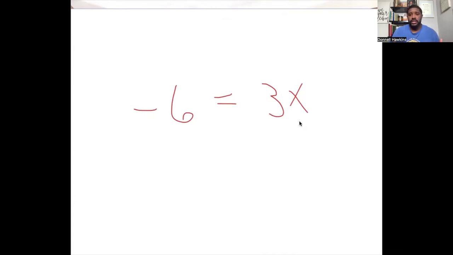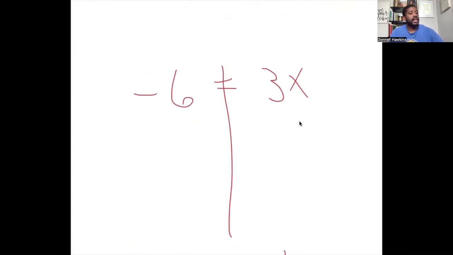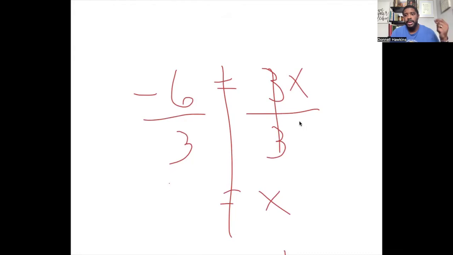So when you have multiplication, you want to do division. It's the opposite, the multiplication property or division property, in order to move that 3 away from x. So here we go. I will go ahead and draw my line like I did with the adding and subtracting one step equation problems. 3 is being multiplied to x, so I will want to do division to move this away. Okay? So the 3s kind of cancel each other out. X is by itself. -6 divided by 3 is -2.